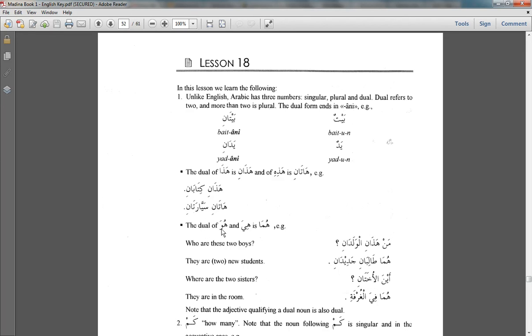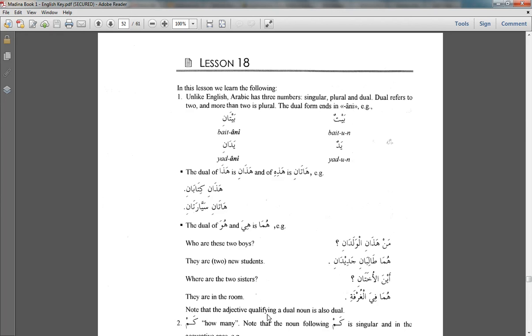The dual of huwa and hiya is huma, and this is used for both masculine and feminine. Who are these two boys? Man hadani al-waladani. Who are these two boys? Huma talibani jadidani. They are two new students. Ain al-ukhtani. Where are the two sisters? So this is the female example. Huma fil ghurfati. They are both in the room.